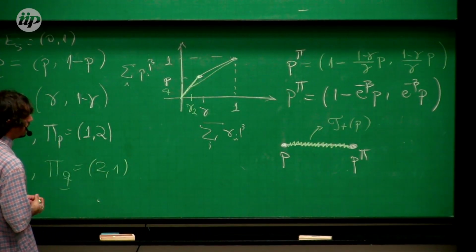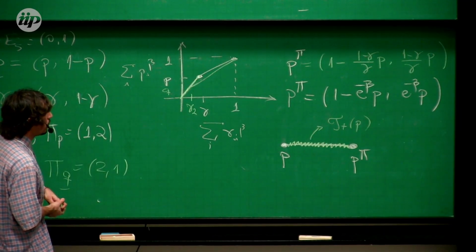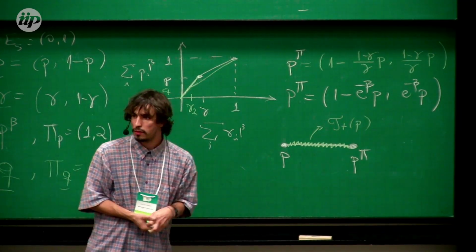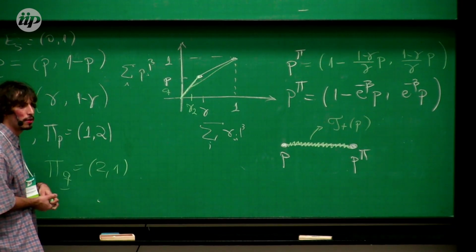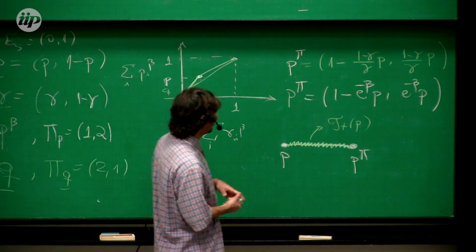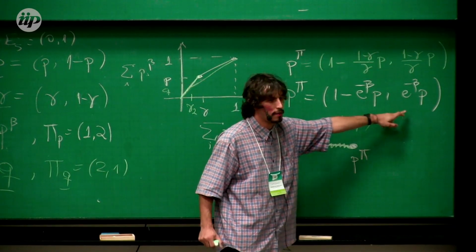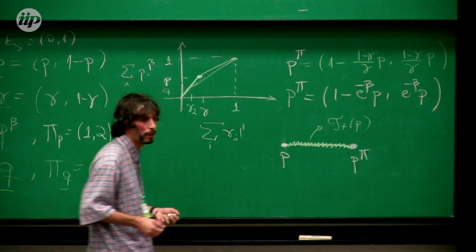Well, let's think for a bit. If we already know the solution for beta equals 0, we know that for beta equals 0, the best thing that you can do is a permutation. If beta is equal to 0, this goes to 1, and then this is 1 minus p and p. So it is like a swap.